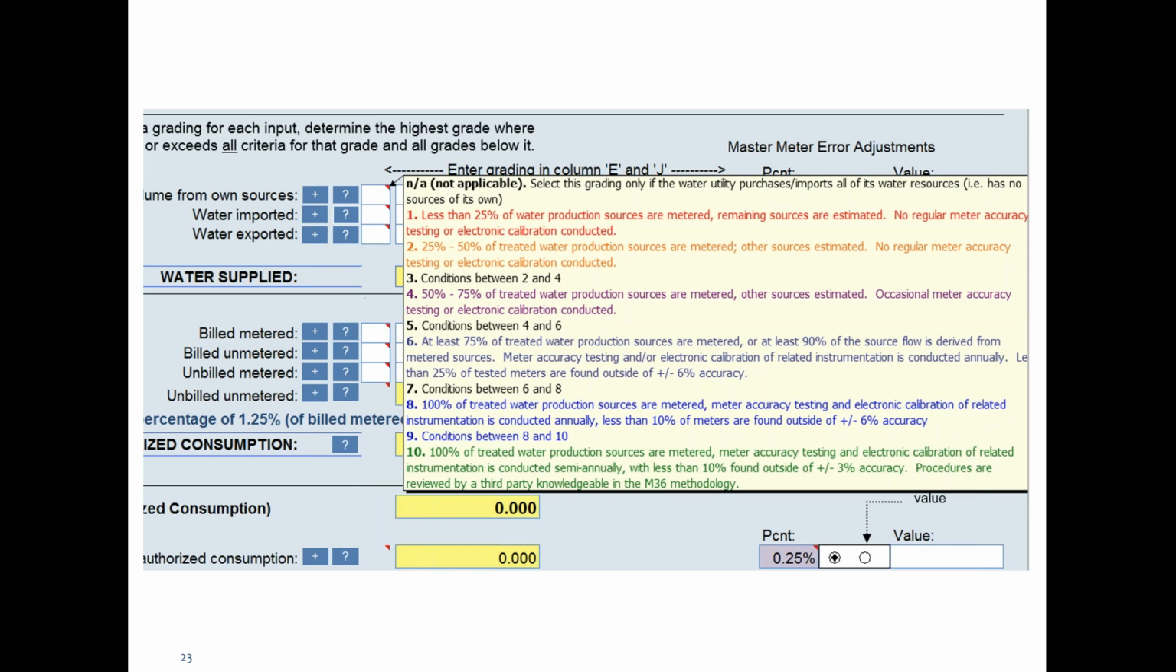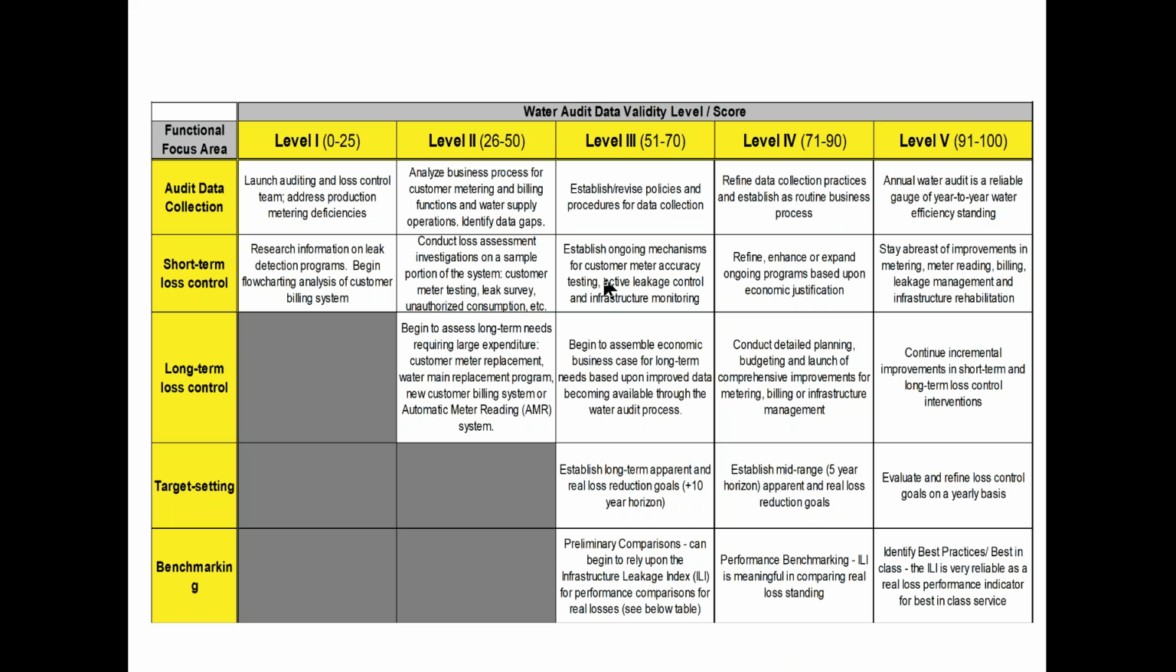And in the software, there's some language up above that says, to select the grade for each input, determine the highest grade where you meet or exceed all the criteria for that grade and all the grades below it. So that's your algorithm in terms of grade selection. We'll take a closer look at the grading matrix in just a moment. Again, not a deep dive, but I did want to point out one more feature of that within the tool that's important for us to be aware of.